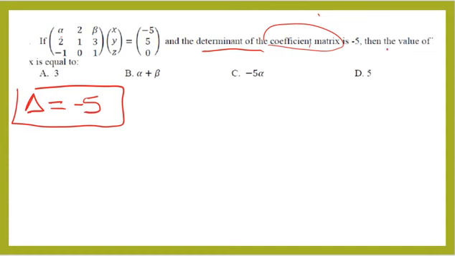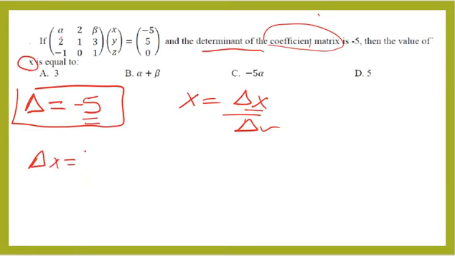And then we are asked for the value of x. To get x, we need to find delta x over delta, according to Cramer's rule. The delta is already given to you. The determinant of the coefficient matrix is delta. We do have this one. It's not 0. So let's find the determinant of delta x.